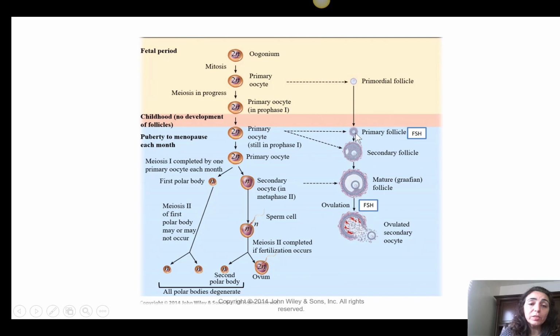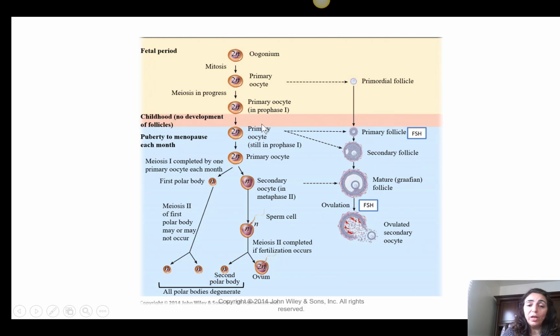So now these primary follicles have primary oocytes, but they are still in prophase 1, right? Until, under the influence of hormones at puberty, they continue their meiosis 1 to complete it, and then they enter the second meiosis, but you remember they stop in metaphase 2. That's what we call the secondary oocyte, and now the cells around it have changed, with more layers of cells. We call it a secondary follicle, right?